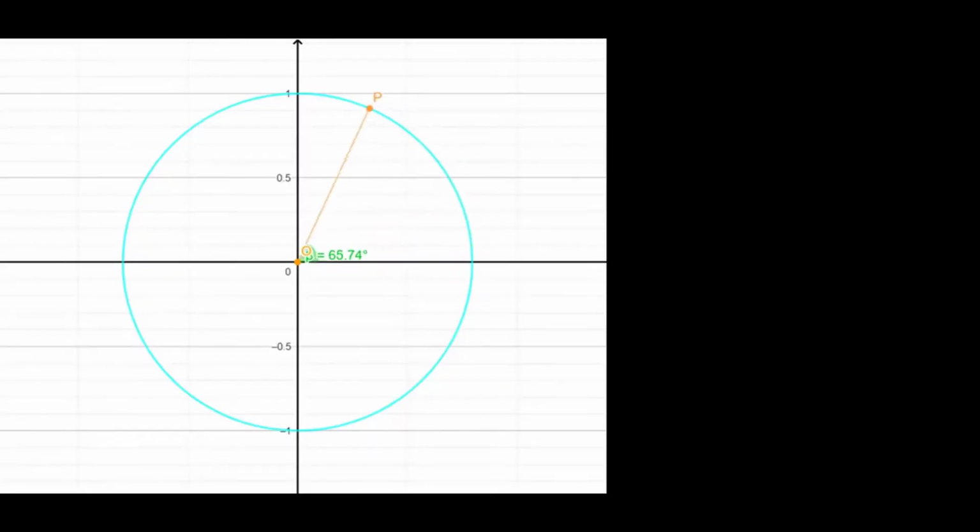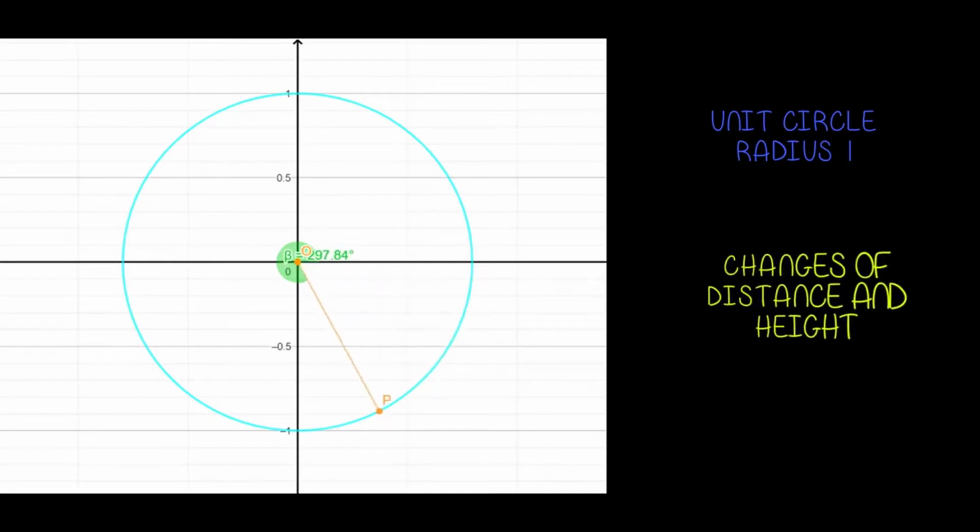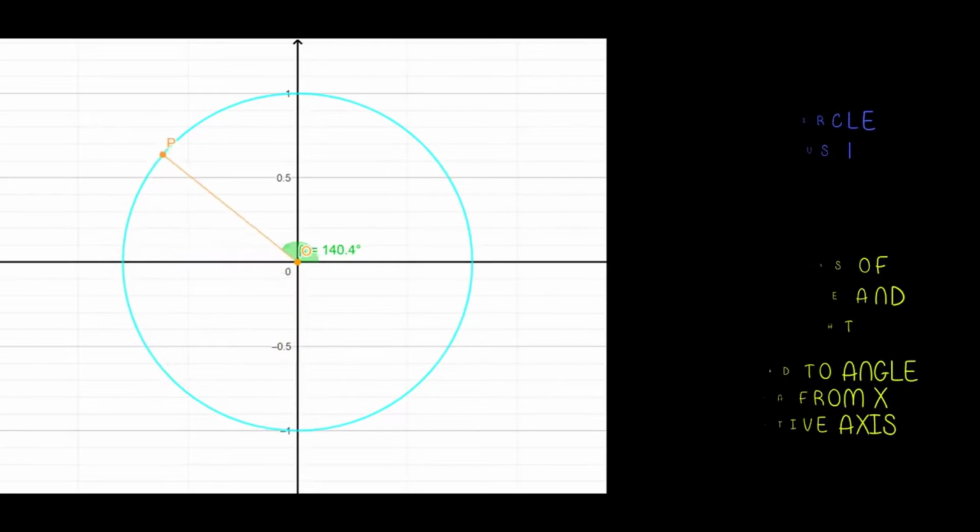Our position in the Ferris wheel can be illustrated using a circle. Suppose the radius is 1, to make it simpler, in a Cartesian coordinate. As we ride on the wheel, we are moving around the circle with changes of distance and height compared to the center point, depending on an angle we make. Here we relate it to the x-positive axis.